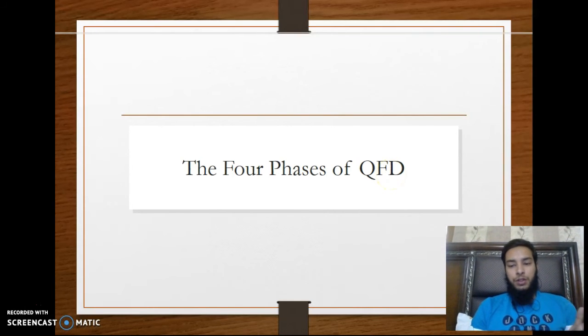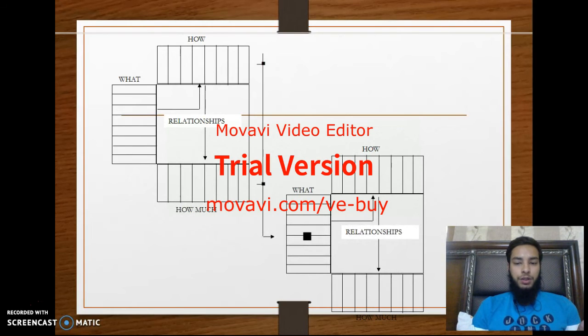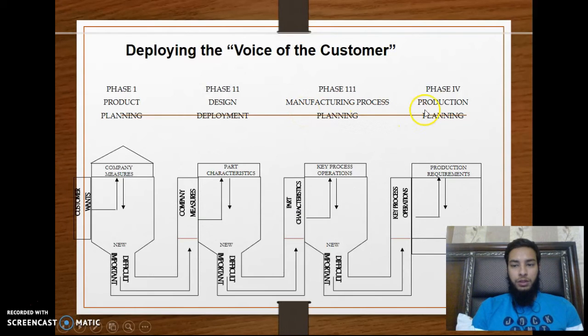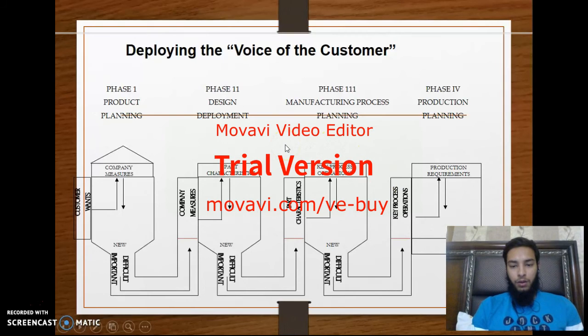Now, what are the four phases of QFD? The first phase is product planning, the second phase is design deployment, the third phase is manufacturing process planning, and the fourth phase is production planning. And this is the diagram that explains how things go in a company in practical terms.